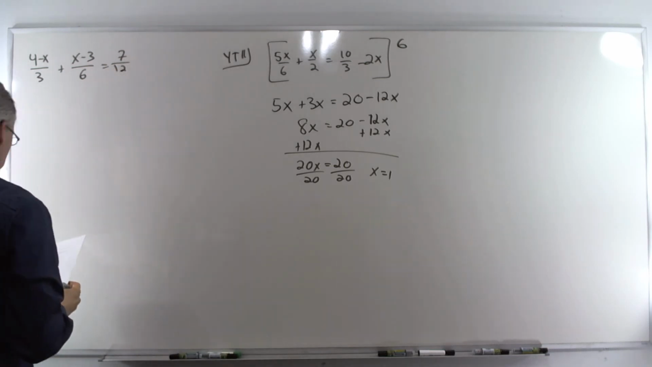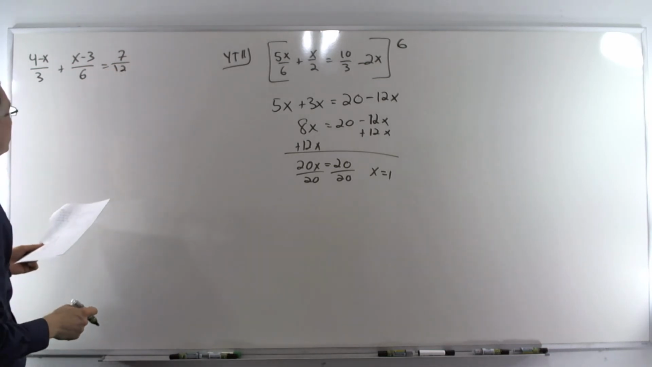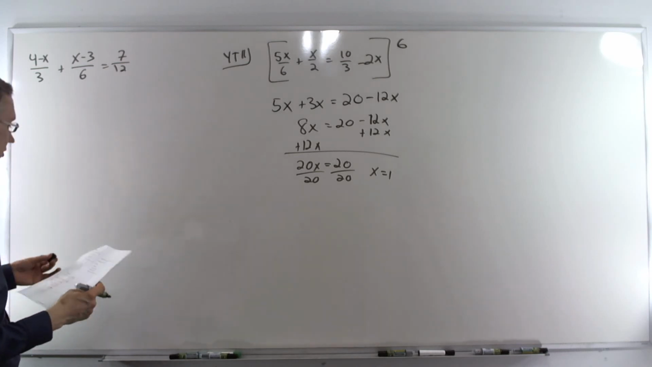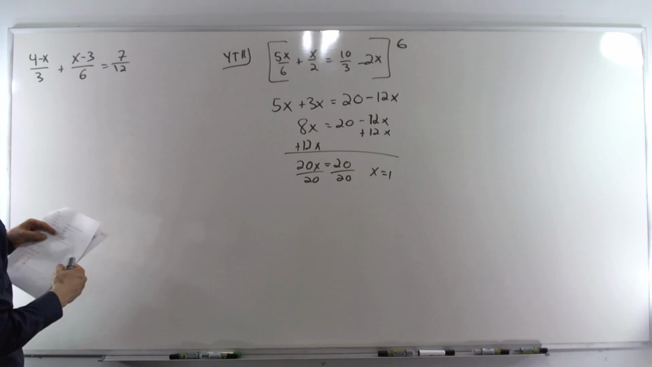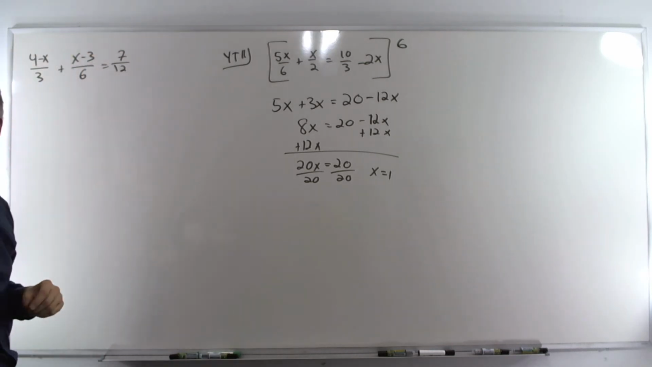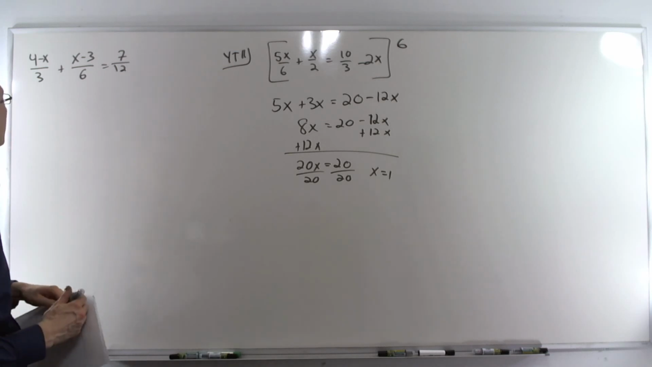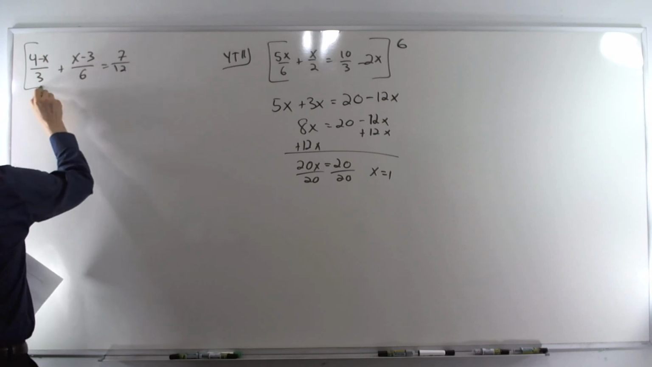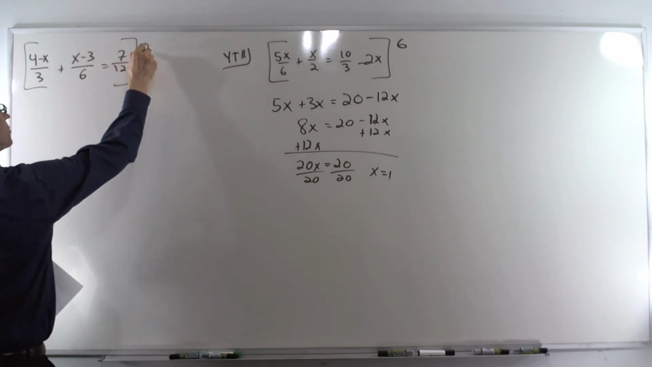All right, so we got this equation here, (4 minus x) over 3 plus (x minus 3) over 6 equals 7/12. So one thing that's different about this equation is we've got binomials on top. So we're going to have to be careful when working with those. Let's see, least common multiple of 3, 6, and 12 is 12. So we're going to multiply this entire equation by 12.